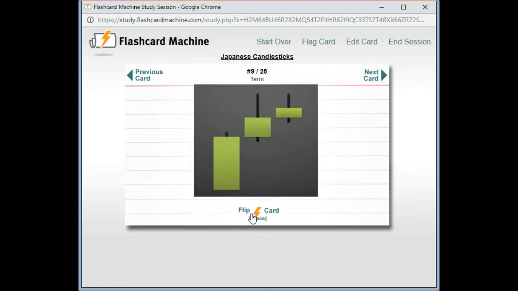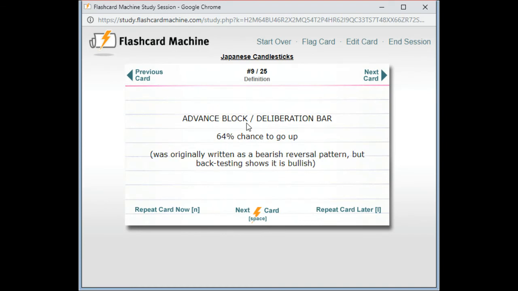Next, I like this one. That's an advanced block or a deliberation bar. 64% chance of going up. I actually wrote this here. It's typically seen as a bearish reversal pattern, but as you can see here, backtesting shows that it's bullish.